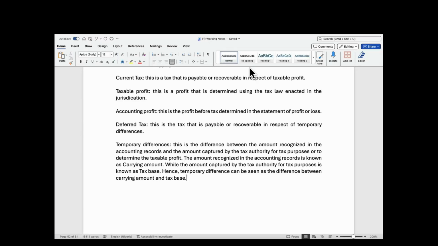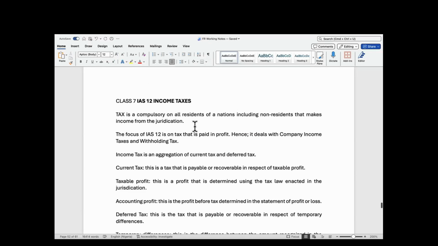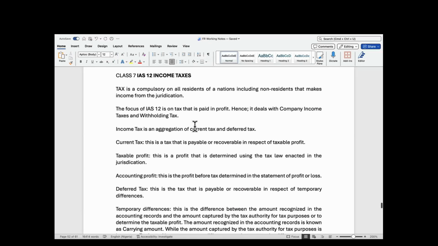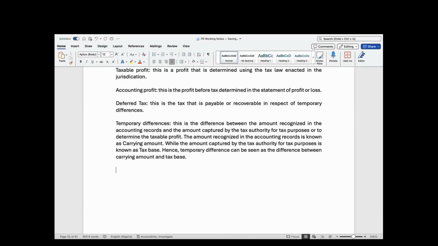Or there are some you will not capture fully. Those differences are temporary difference. So we can see it as the difference between carrying amount and tax base, because the amount the taxman captures is the tax base. The amount we have in our books, in our accounting records, is the carrying amount. Okay, so these are key definitions that are paramount to this topic.